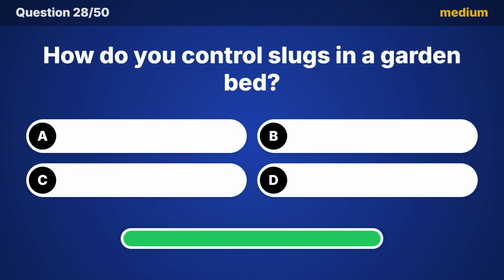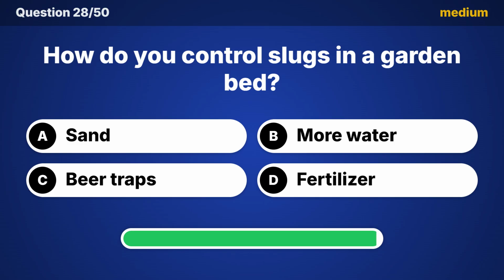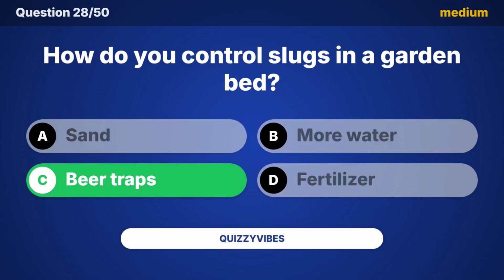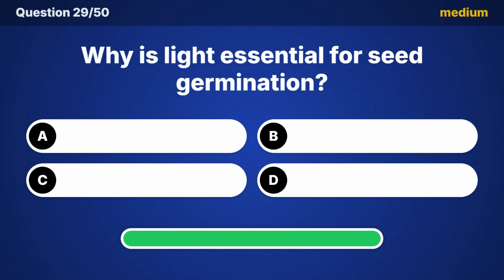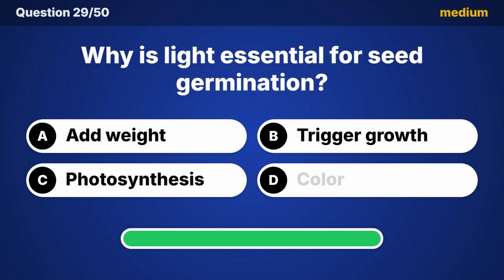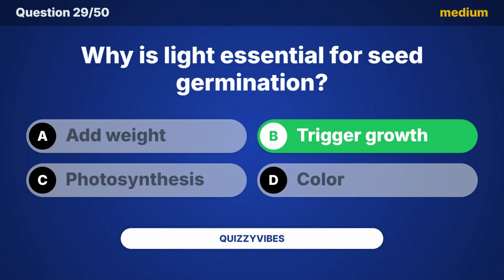How do you control slugs in a garden bed? Did you guess it? The answer is beer traps. Why is light essential for seed germination? Time's up! It's trigger growth!